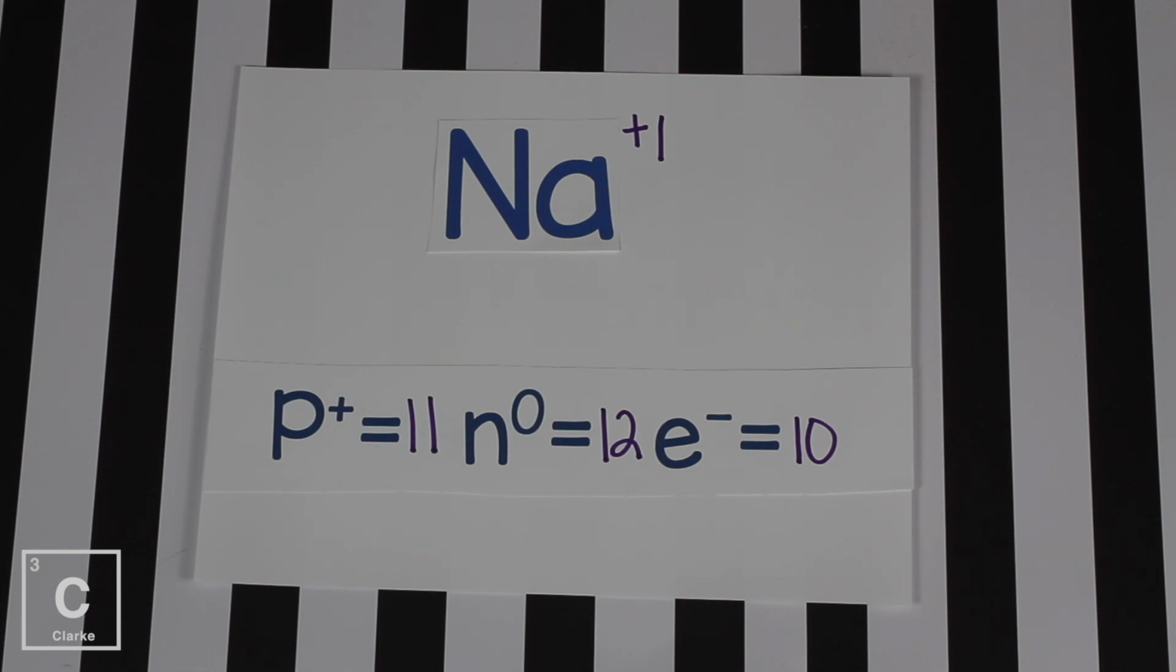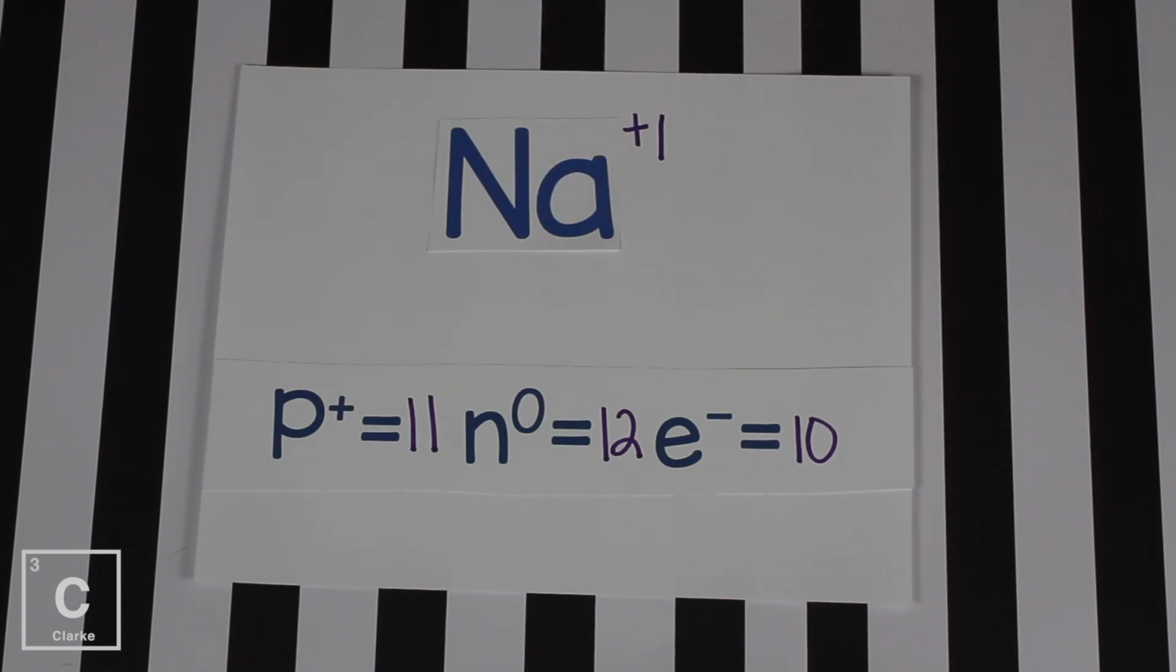And remember, atoms are neutral, so normally sodium should have 11 electrons. But we see the oxidation number on sodium is a plus 1. That means it's going to have one more proton than electron. So that's going to leave us with 10 electrons.